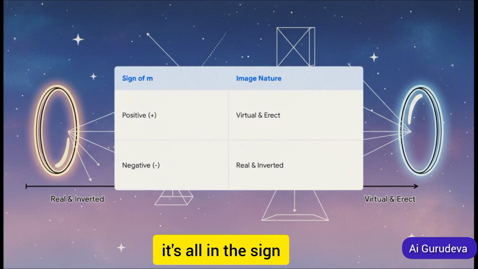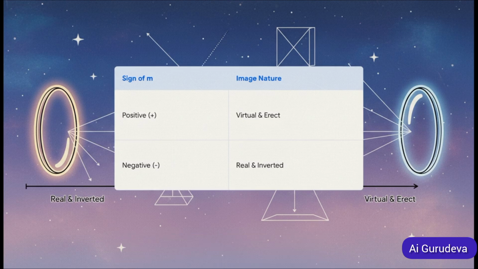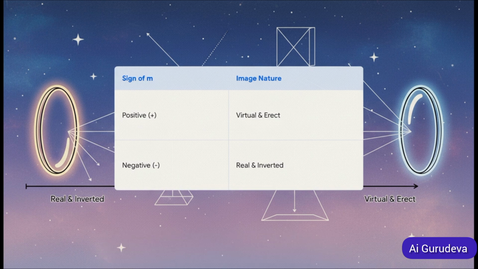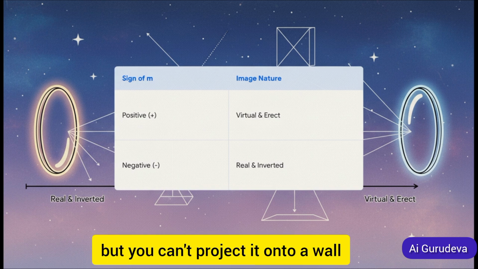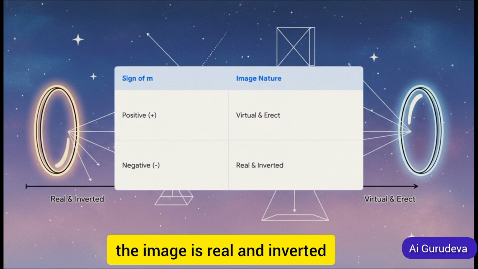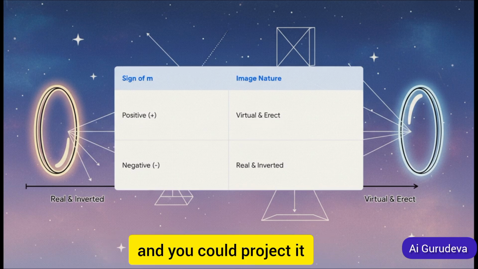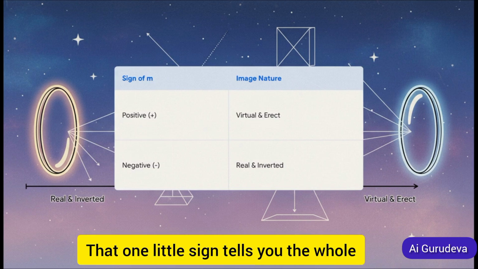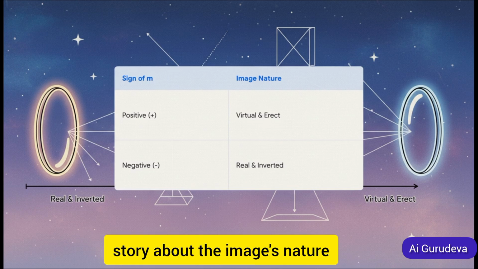Okay, but the real magic of magnification, it's all in the sign. That little plus or minus tells you so much. If m is a positive number, your image is virtual and direct. That means it's upright, but you can't project it onto a wall. If m is negative, though, the image is real and inverted. It's upside down, and you could project it, just like a movie projector does.